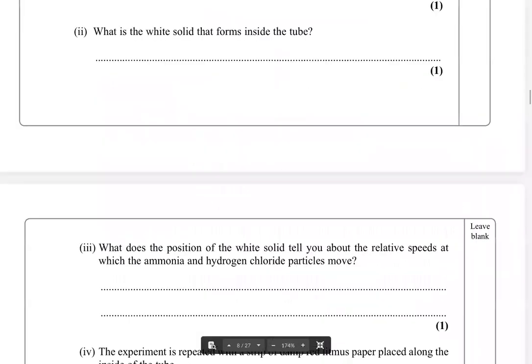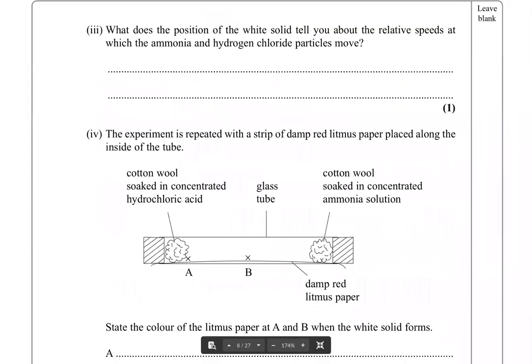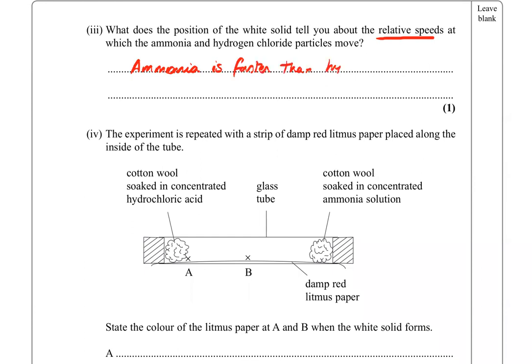Question I. What does the position of the white solid tell you about the relative speeds at which ammonia and hydrogen chloride particles move? طبعا ammonia is faster than hydrogen chloride. Ammonia is faster than hydrogen chloride.